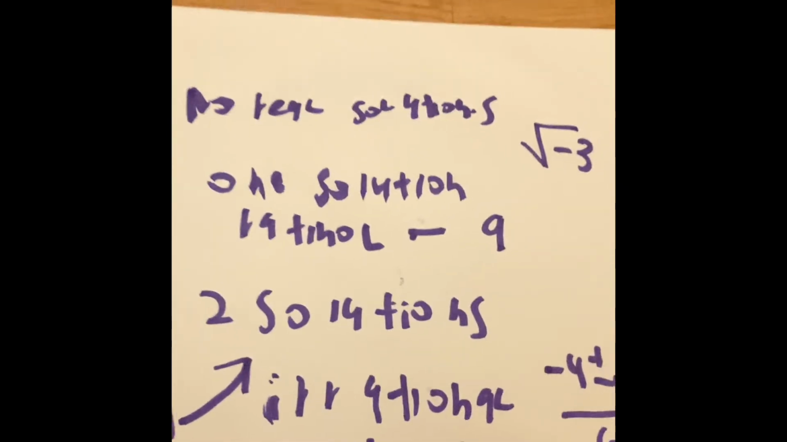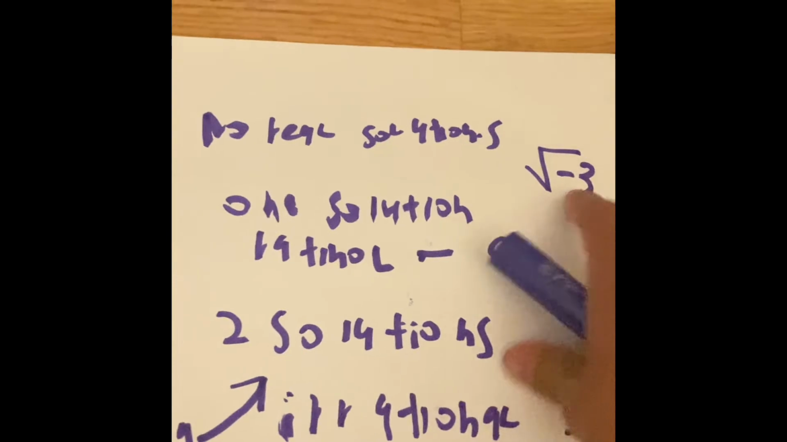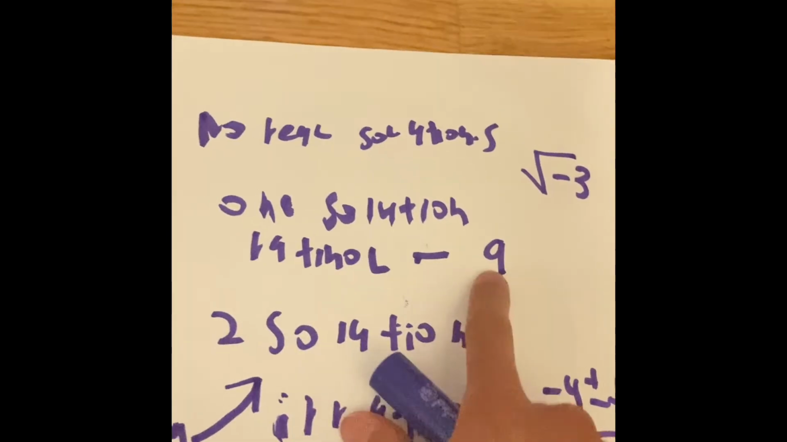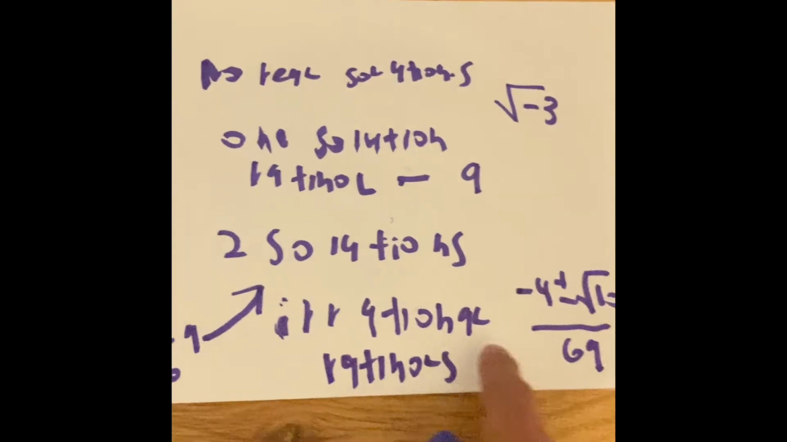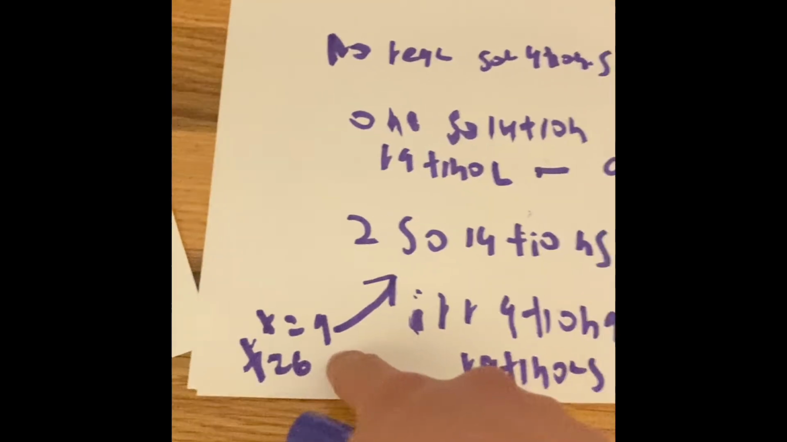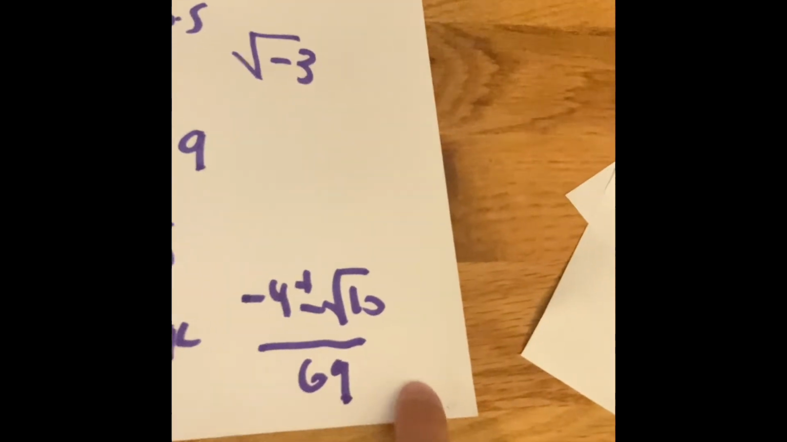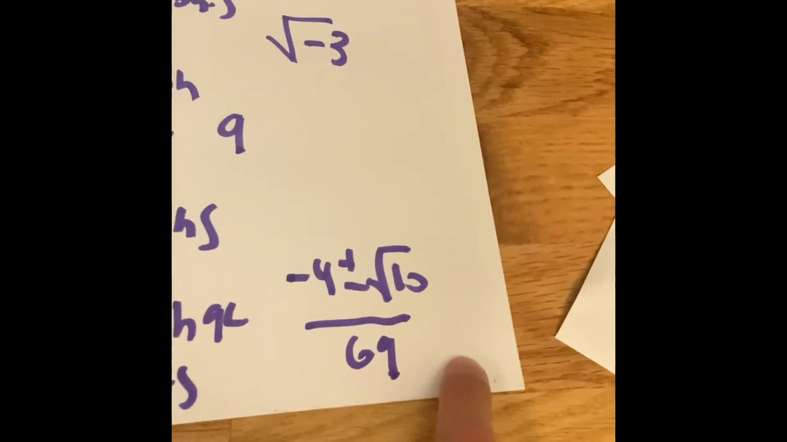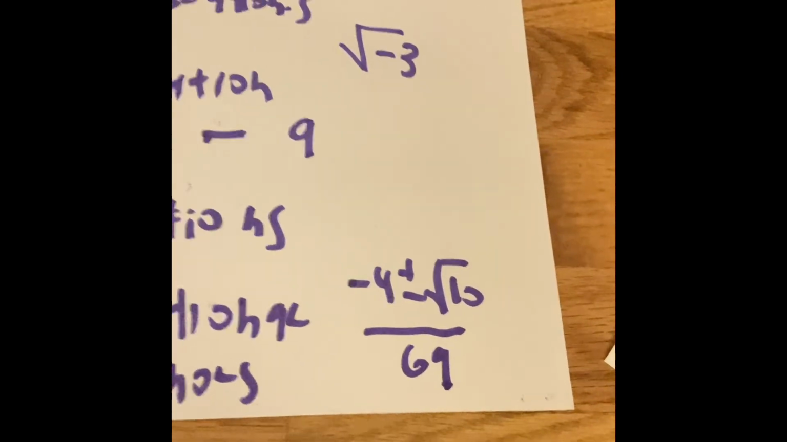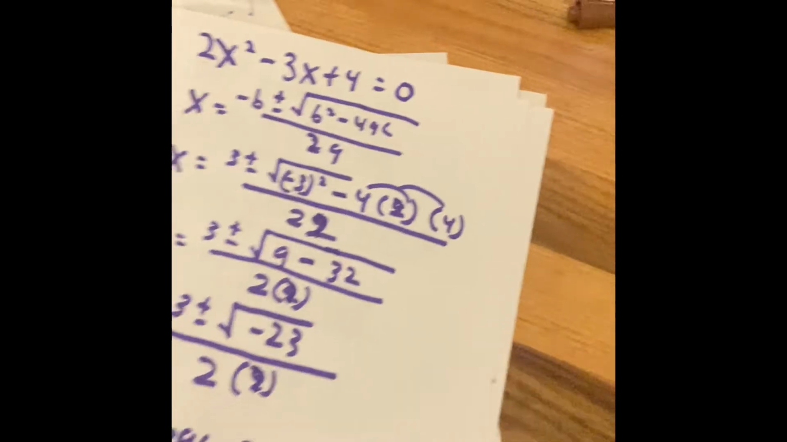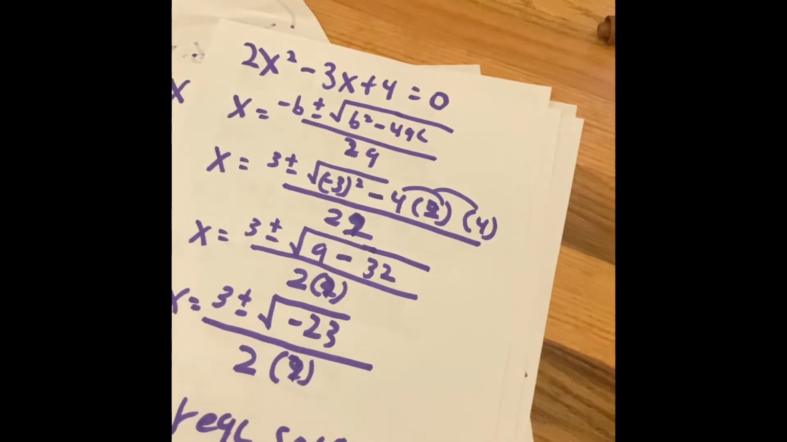So remember, no real solutions is a negative square root. One solution will always become a whole number. And two solutions could be rational, which is a whole number with two solutions, or irrational with decimals and numbers that go on forever and ever and ever. So let's start looking into some of the problems and figure out what kind of answer it is.